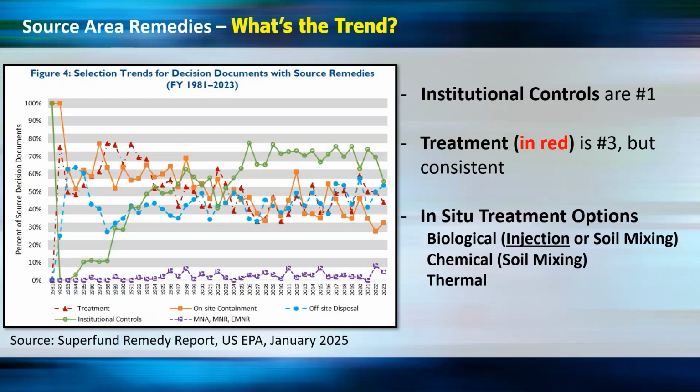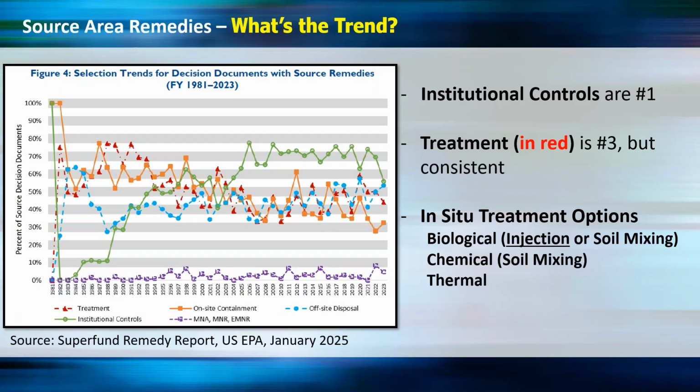First, what is the trend in source area remediation? As you can see from this chart from the Superfund Remedy Report from the US EPA, institutional controls are still number one, shown in green there. And that's not really surprising, as institutional controls are the least costly option, but it's certainly not an option for every type of spill and every type of situation. And treatment, shown in red there, is number three, but it's been fairly consistent over the last several decades.